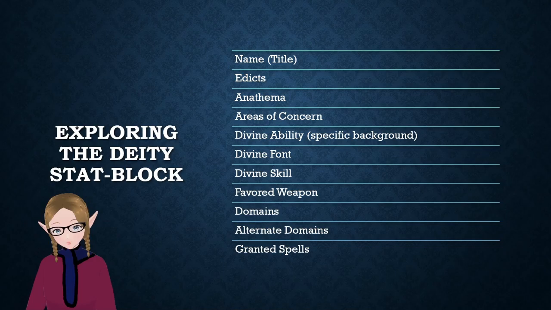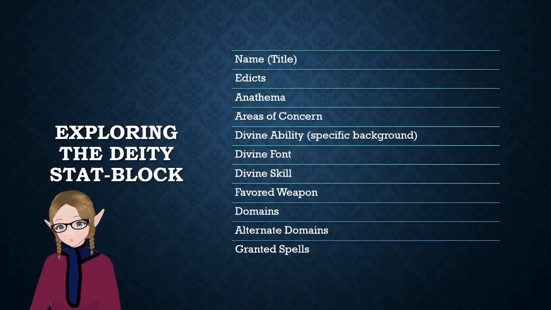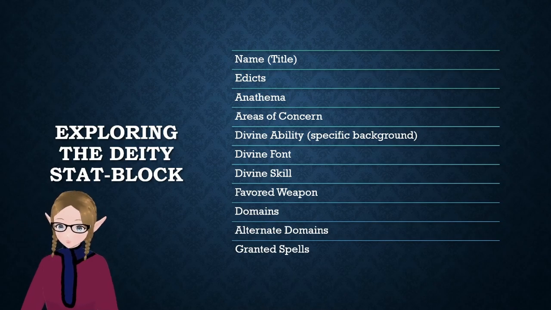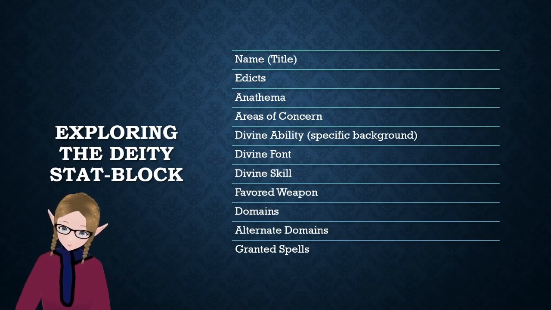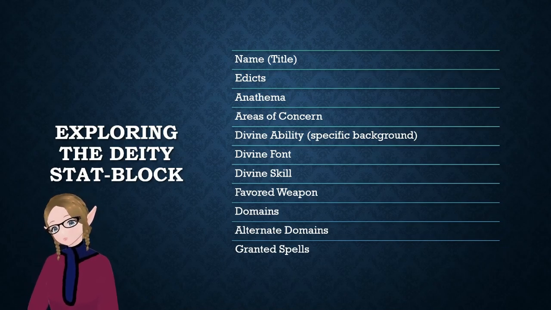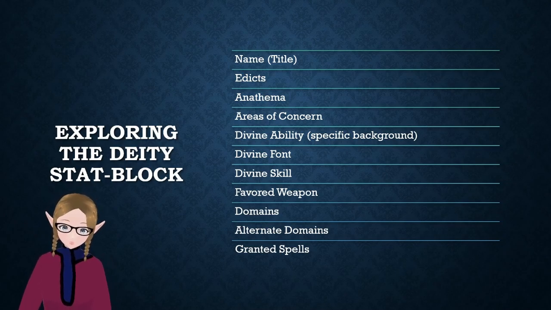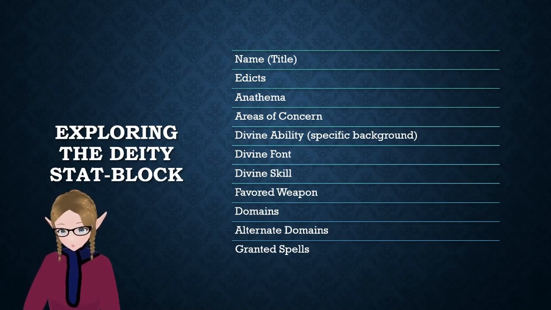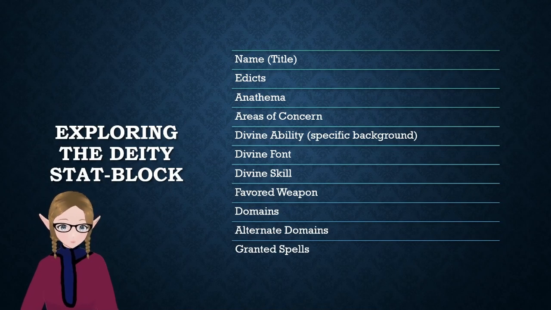So if you want a deity that focuses on being a god of the sea, you might name him, say, Poseidon, Lord of Earthquakes. And then edicts and anathemas could be various things, such as an edict could be to worship him before going on a long sea voyage. An anathema could be to instead not show any respect for him or for other gods. Note, I am taking that from classical mythology.